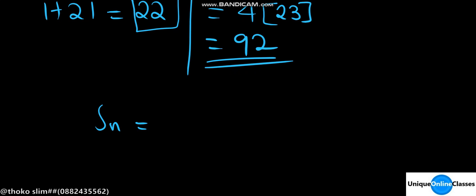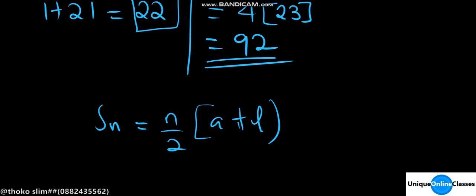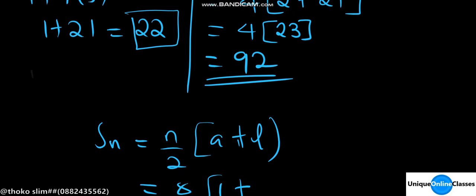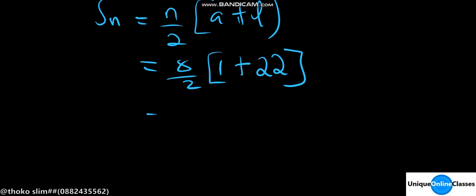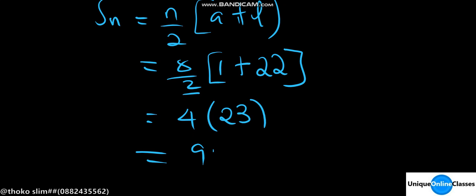Sum of n is equal to n over 2, then a plus l, so n is equal to 8 over 2, then our first term, that's 1, then plus l, the last term, which is term number 8. You have calculated it as 22. So if you add 1 and 22, and divide 8 over 2, it will be 4, and inside here you have 23. Still, if you multiply 4 times 23, the answer is 92. So you can choose either way.